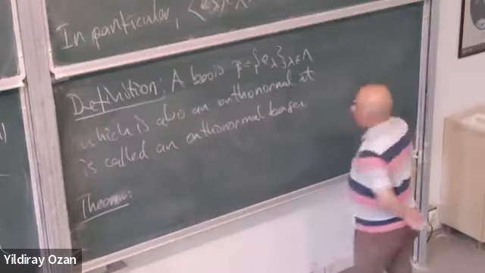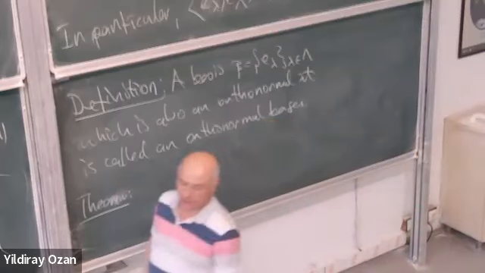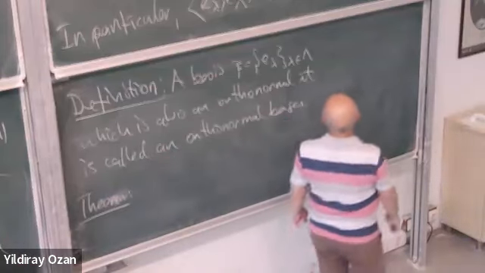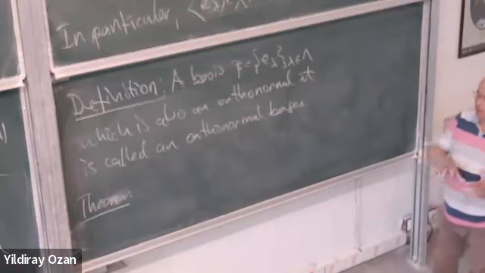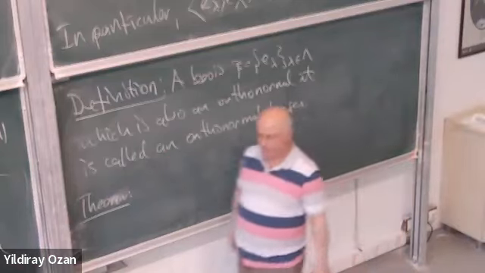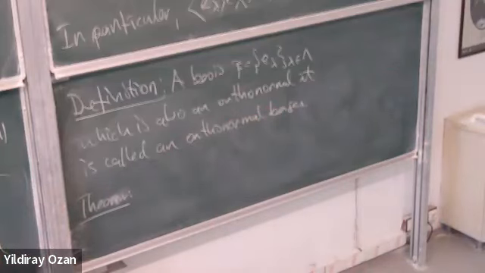We will prove that every finite dimensional inner product space has an orthonormal basis. I can always find a basis consisting of orthonormal vectors. They all have norm one and they are orthogonal to each other. All right, any questions?